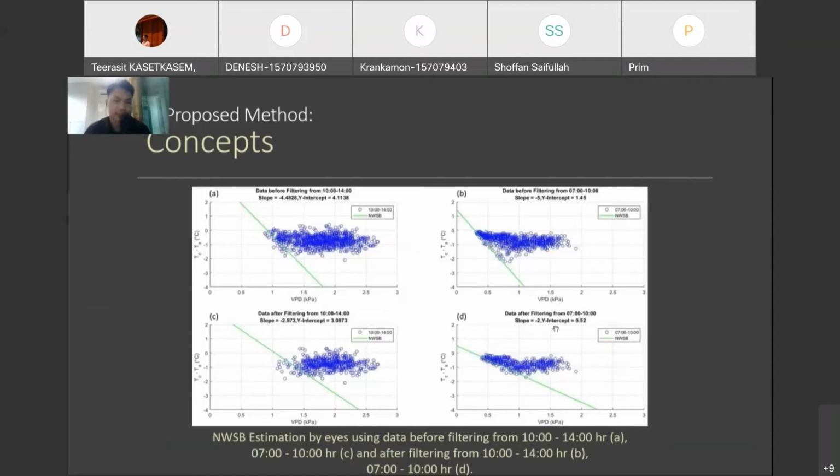And this is the result of NWSB from 4 different approaches, where A and C follow the ISO method. The difference is that A is when we didn't filter the data, and C is when the data is already filtered. And B and D are the method that we proposed, where B is not filtered yet, and D is when the data is already filtered.